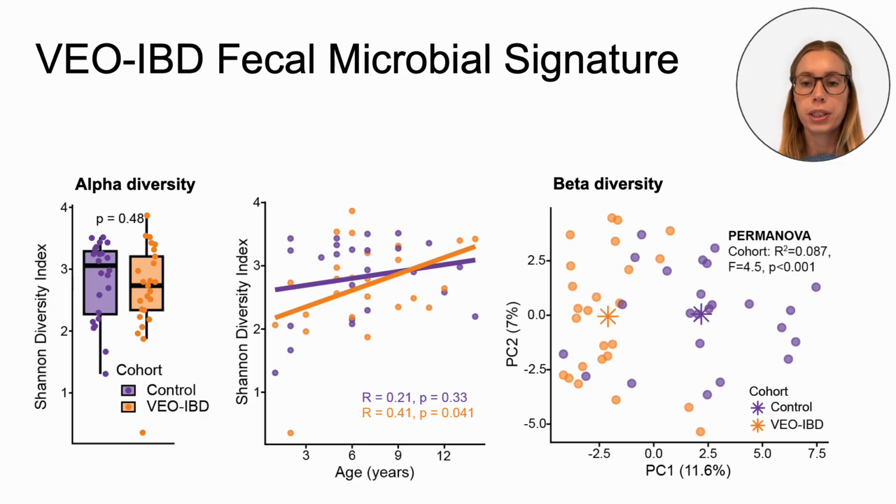So for beta diversity, which measures a difference in microbial community composition, we did observe a strong separation between the groups using PCA of RCLR transformed data. And PERMANOVA confirmed that this difference was statistically significant.